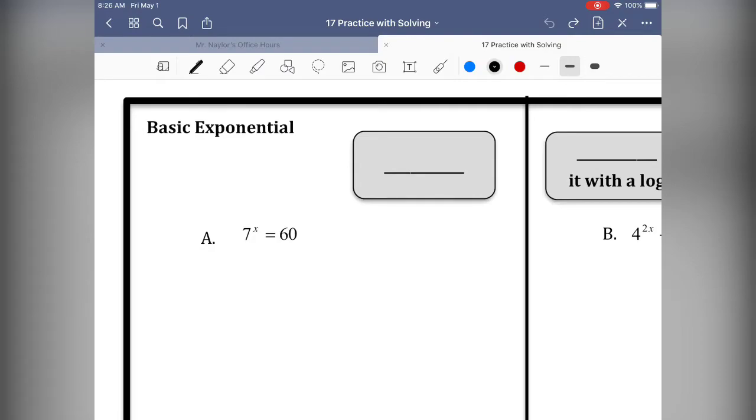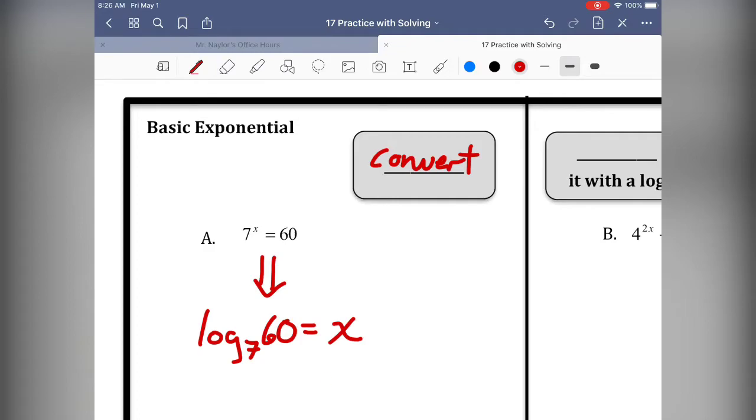So if you have a basic exponential, don't forget, exponential just means that x is in the exponent. So if x is in the exponent, you got to convert. You got to use logs. In fact, you got to think like a log, knowing that this problem is really a log base 7 of 60. So if x is in the exponent, we're going to use logs.